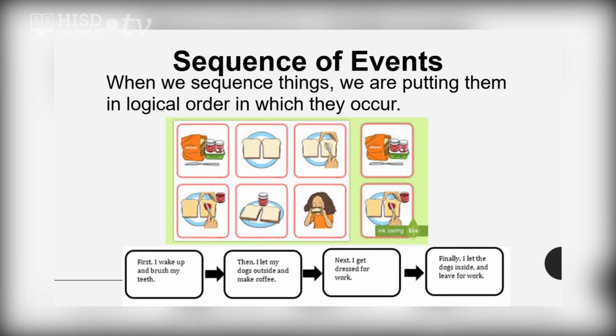Another example of sequencing is the things that I would do in order to get ready. So first I wake up and brush my teeth. Then after that, I let my dog outside and I make my coffee. Next, I get dressed for work. And then finally, I let the dog inside and I leave for work. So when we sequence events, we want to make sure that we're putting them in order in a logical way.